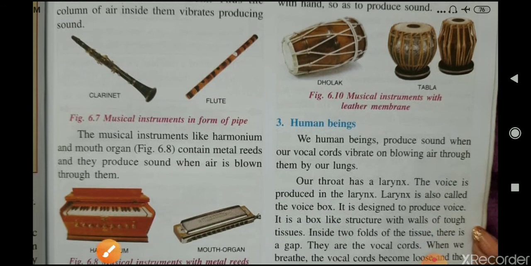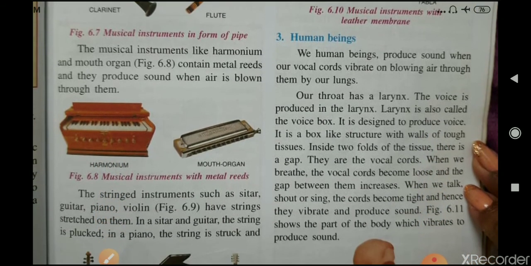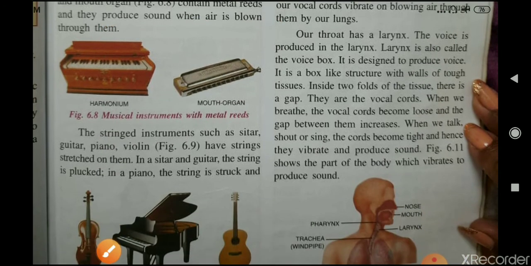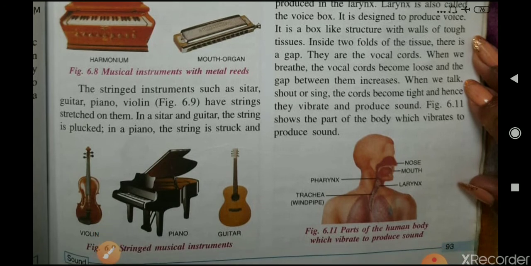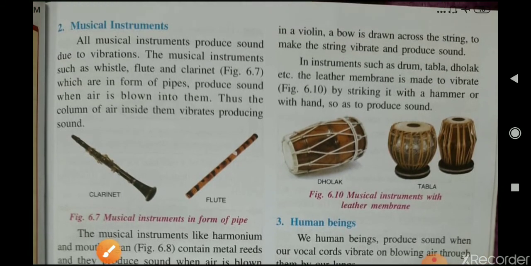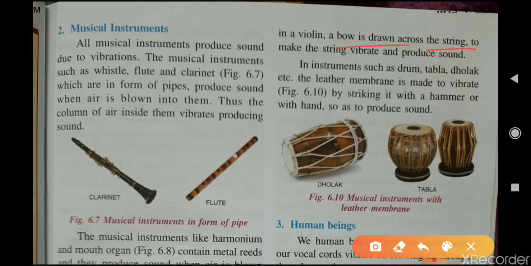Musical instruments like the harmonium and mouth organ contain metal reeds, and they produce sound when air is blown through them. Musical instruments such as the sitar, guitar, piano and violin have strings stretched on them, as you can see here in this picture. In a sitar or guitar, the string is plucked. In a piano, the string is struck. A bow is drawn across the string to make it vibrate. When these strings vibrate, they produce sound.